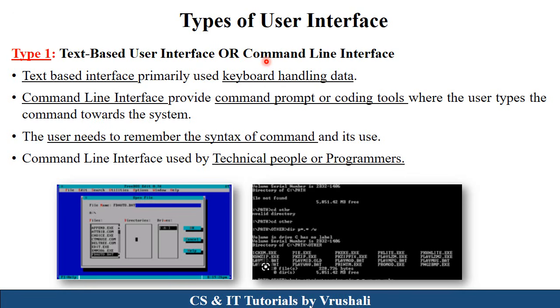The second one is the command line interface. Command line interface is generally handled by technical people or programmers. We use different command prompts or coding tools, like programming language apps, for writing particular programs or giving particular commands, right? So this is called command line interface. For command line interface, we require proper syntax and proper rules, right? See here, this is a C and C++ software framework. This is a command prompt. So this is called a text-based and command line interface, where we handle data by using a keyboard and different commands.